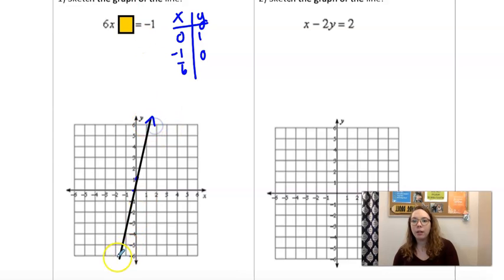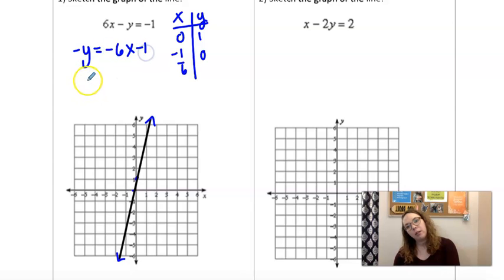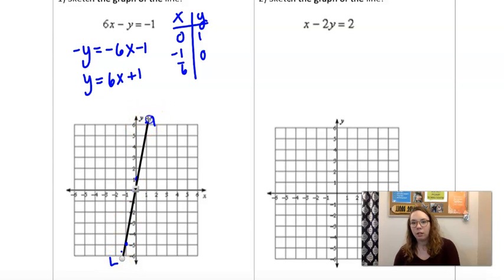Your other choice here is to rearrange your equation, where you would have -y equals -6x minus 1, and then you'll have to change all the signs to get rid of that negative. So you have +1, and then you're going up 6, right 1, or down 6, left 1. So I was pretty close to my estimate there. Gotta adjust slightly. A little bit steeper.